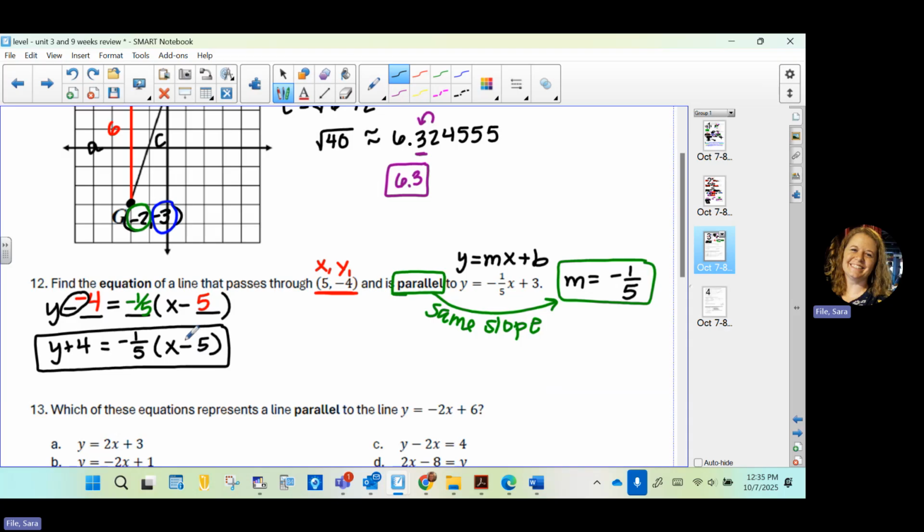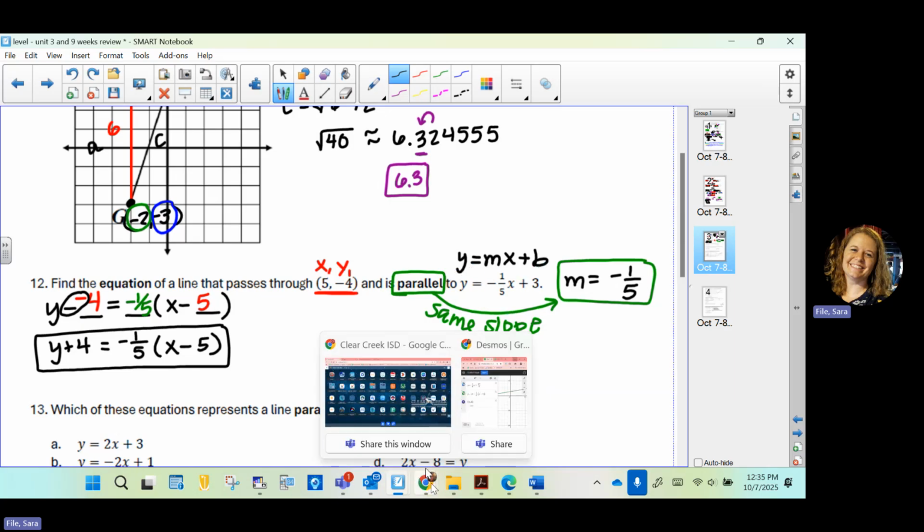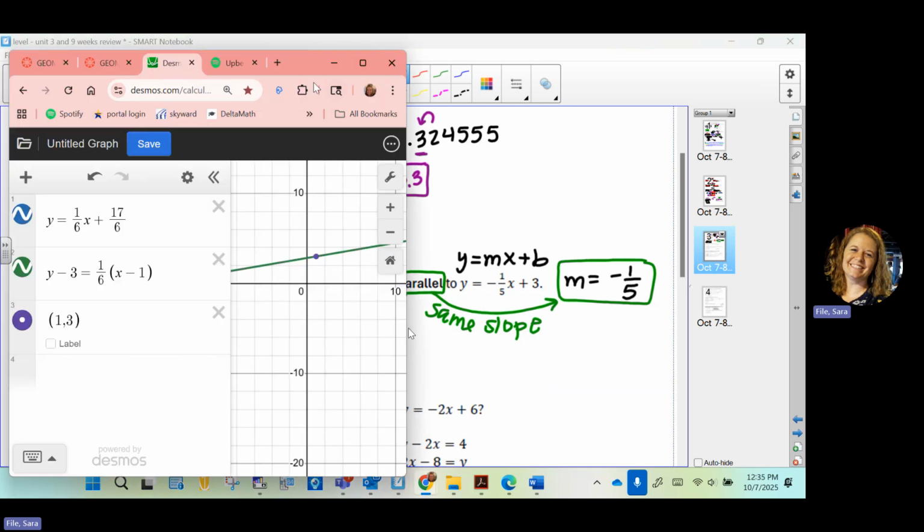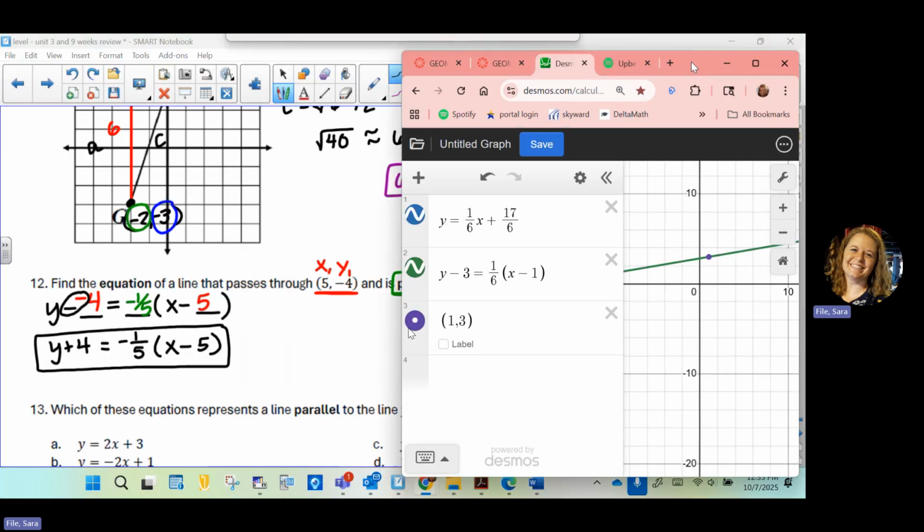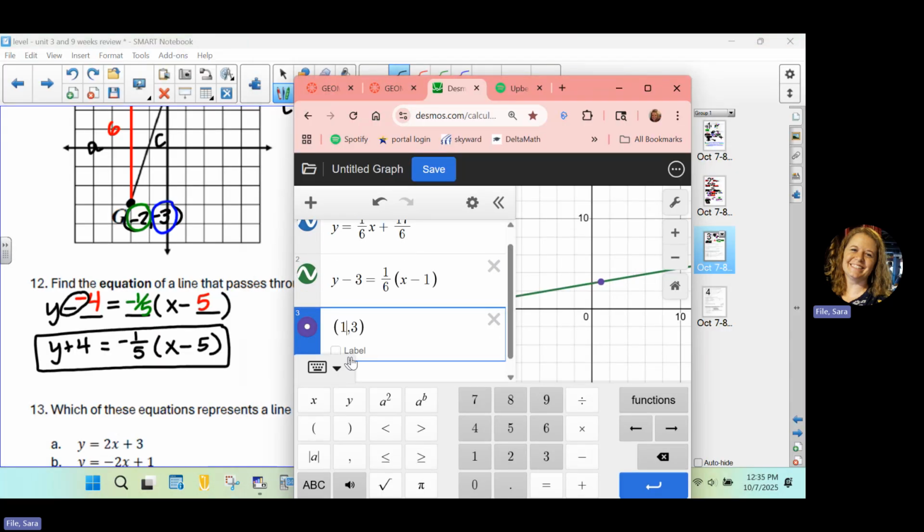Okay, you could also in Desmos, if you have multiple choice, I would go in Desmos and plot the point that we want to go through. I would graph this line that we want to be parallel to, and then I would graph the answer choices. So let me show you what I mean. So the point is 5, -4. So I would put this 5, -4 in here.